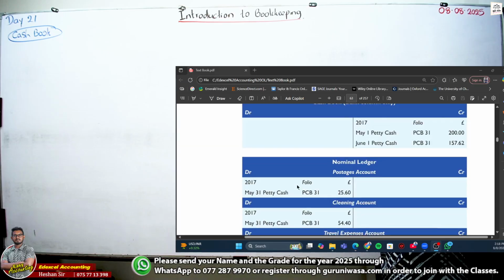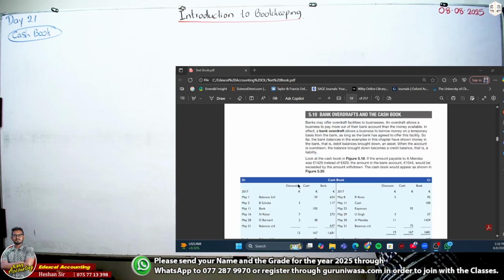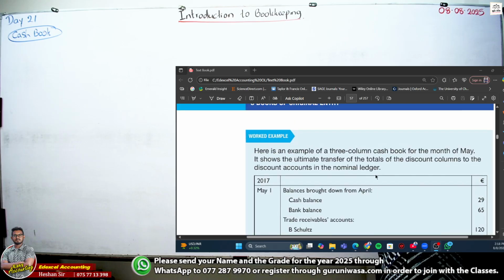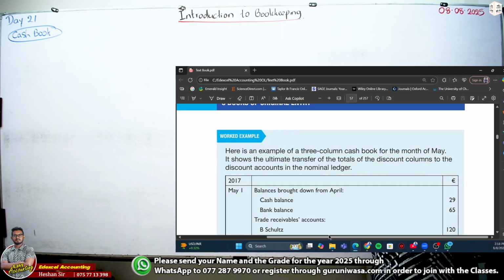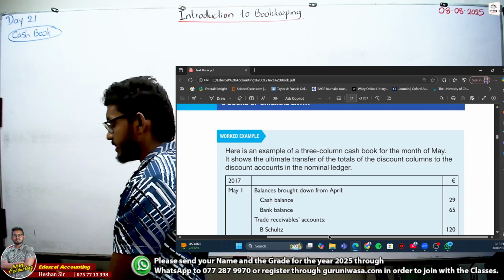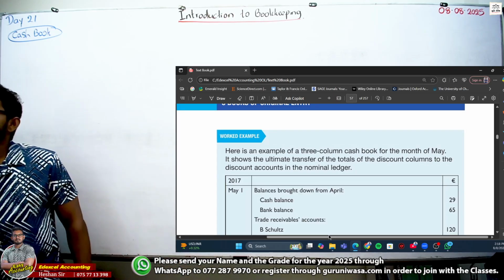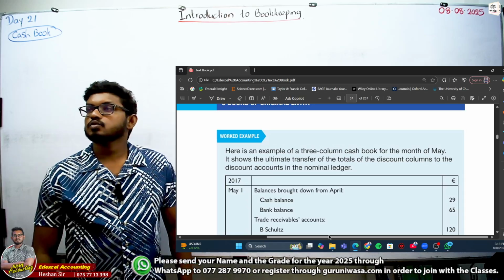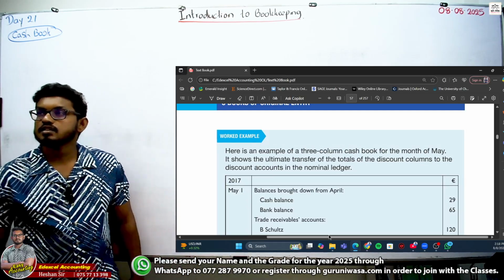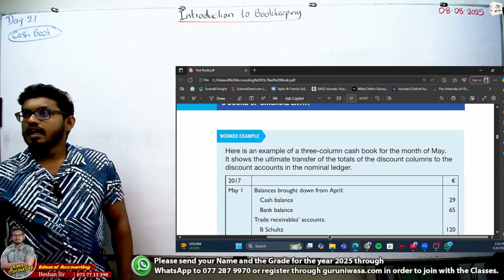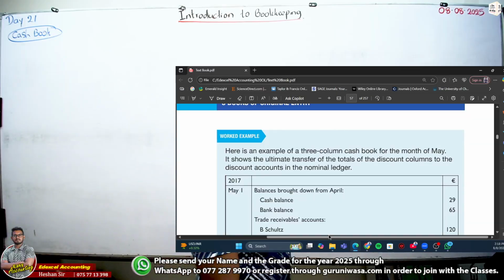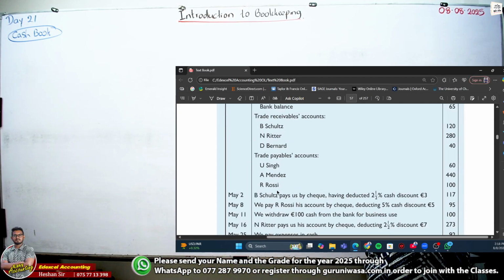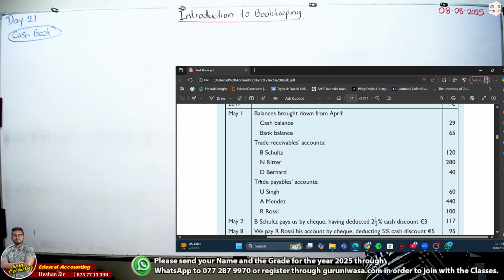Now let's do a worked example so you can have a clear idea. Here is an example of a three-column cash book for the month of May. This shows the ultimate transfer of the total of the discount column to the discount accounts in the nominal ledger. Balance brought forward: cash balance, bank balance, trade receivable accounts. There are three receivables, trade payables, and a few transactions.